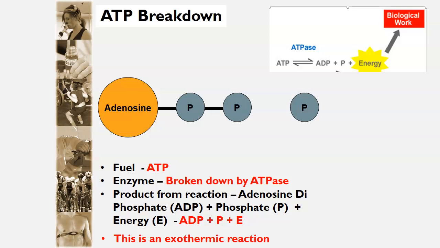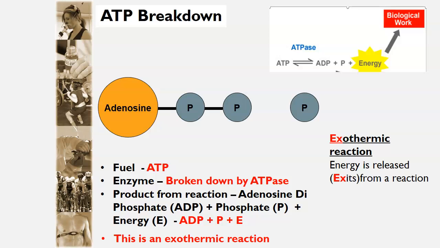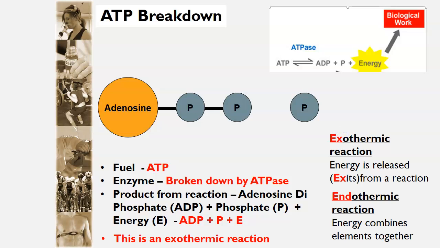So I'm going to give you now the definitions or descriptions of what an exothermic reaction is and an endothermic reaction is for your Cornell notes. So an exothermic reaction is when energy is released from a reaction. Exothermic, exit, okay, energy exits, energy is released from a reaction. An endothermic reaction is when energy combines elements together, which is going to be important when we do the ATP-PC system.